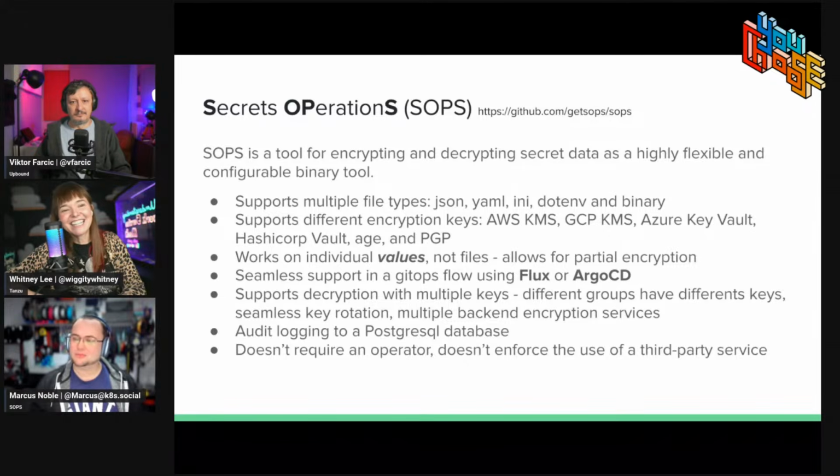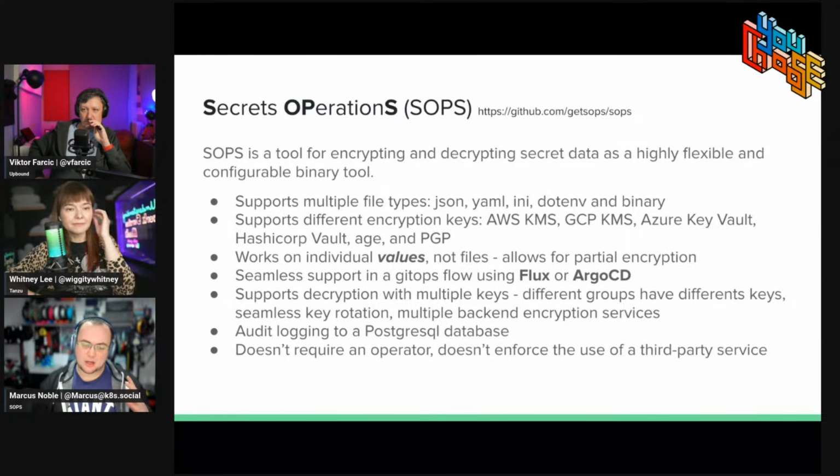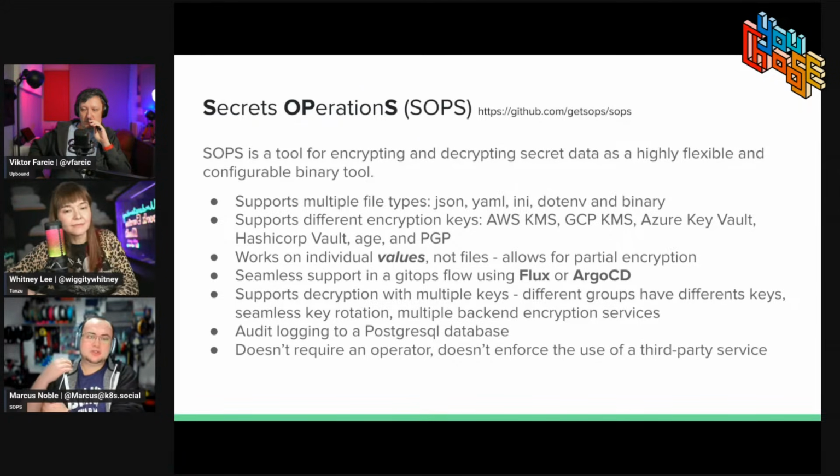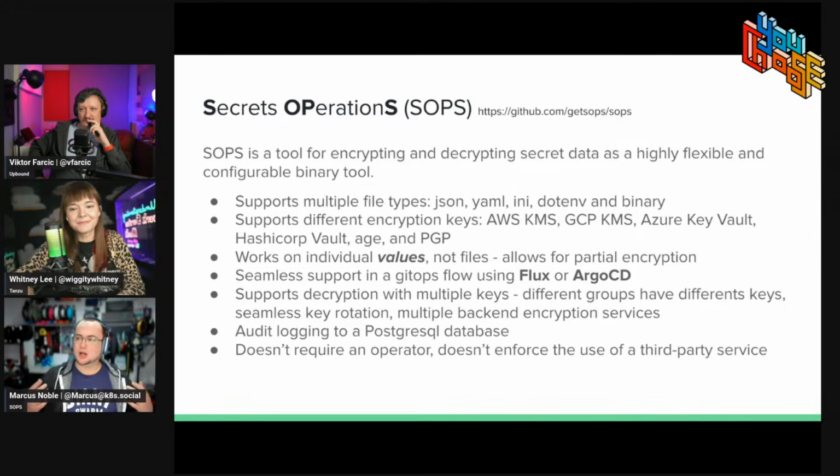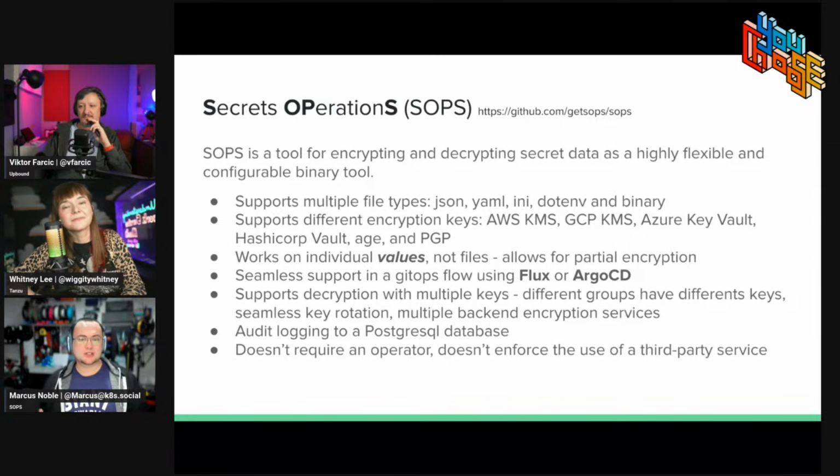As you probably guess, SOPS is a tool for encrypting and decrypting secrets, secret data and stuff like that. It's a highly flexible and configurable binary tool, so it can work in a lot of different use cases. It supports multiple file types, so JSON, YAML, etc. And it also supports different encryption keys. So it's got support for AWS KMS, Azure Key Vault that we talked about earlier, and also age keys and PGP.